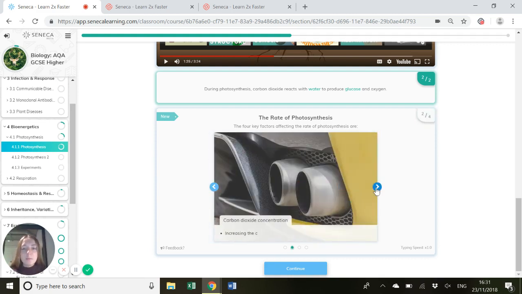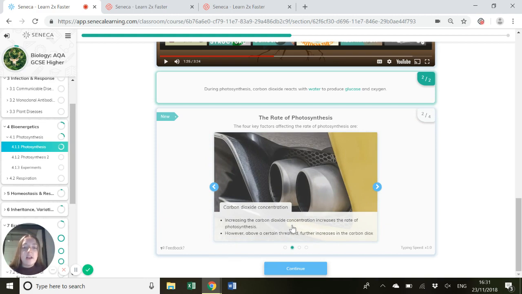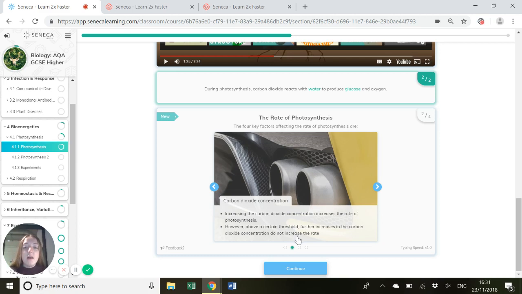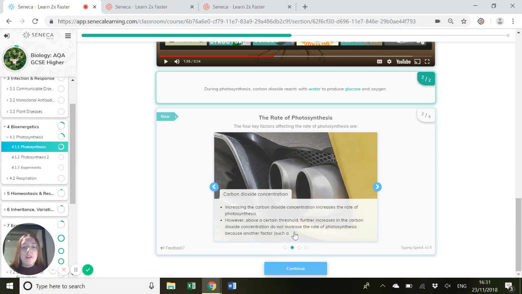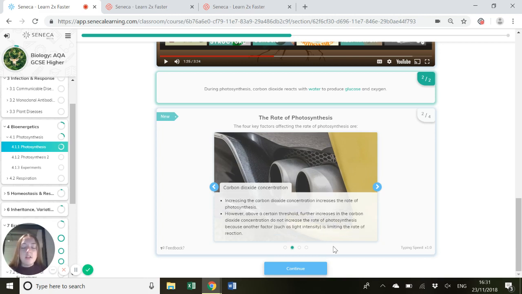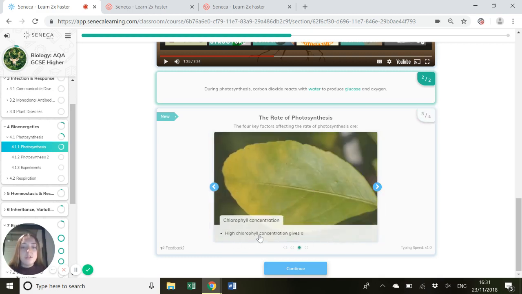That's one example. So it also depends on the concentration of carbon dioxide. So increasing the carbon dioxide concentration increases the rate of reaction of photosynthesis. But again, above a certain threshold, further increases in the carbon dioxide concentration does not increase the rate of photosynthesis because another factor is limiting. So if it's dark, the reaction can't take place, even if there's loads of carbon dioxide. And then we've got chlorophyll concentration. So do you remember chlorophyll is inside chloroplasts, and that's the pigment which can absorb light. So obviously if you've got more chlorophyll, you can get a higher rate of photosynthesis.